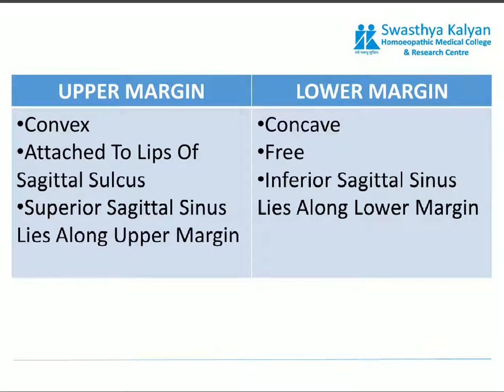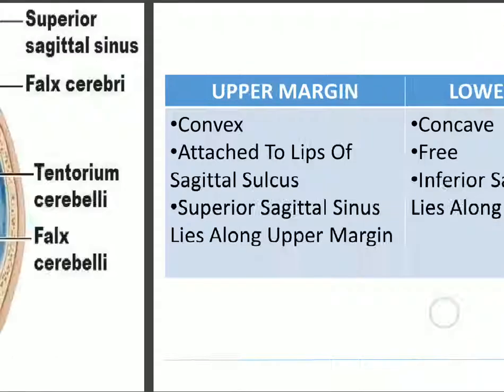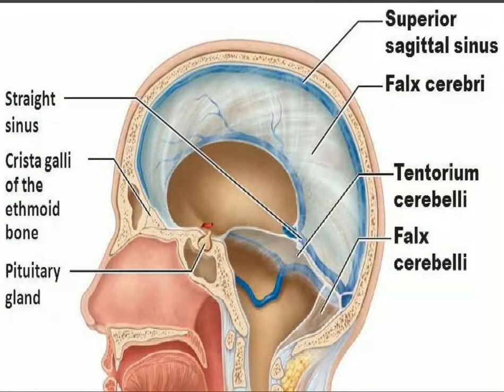The upper margin of the falx cerebri is convex. It is attached to the lips of the sagittal sulcus, and along its upper margin there is the superior sagittal sinus. The lower margin is concave and free, and along its lower margin there is the inferior sagittal sinus. This we had discussed also when we studied the cranial venous sinuses. So this is falx cerebri.